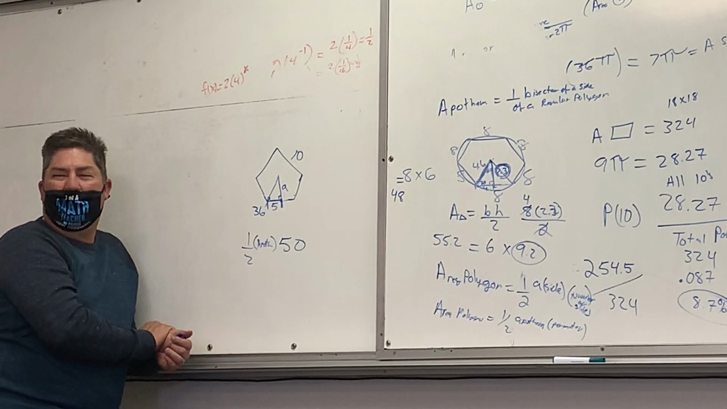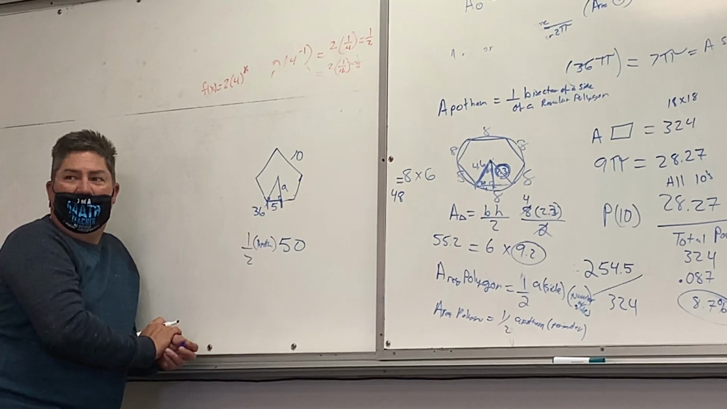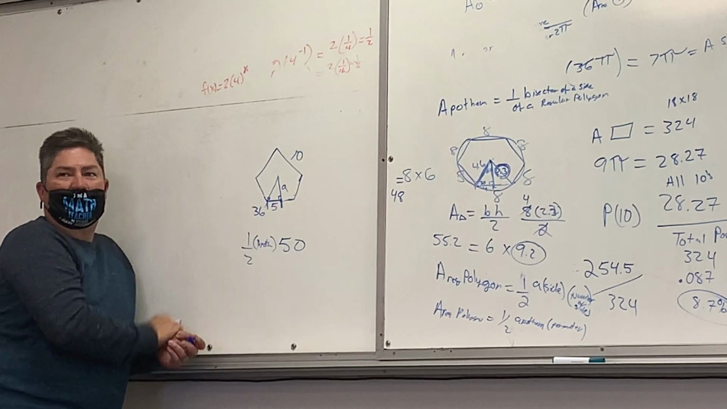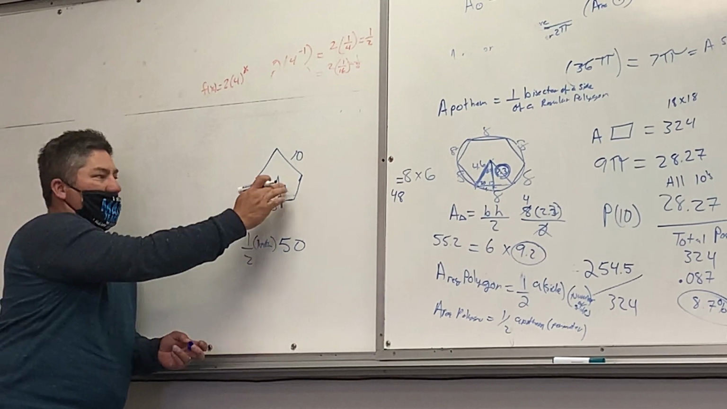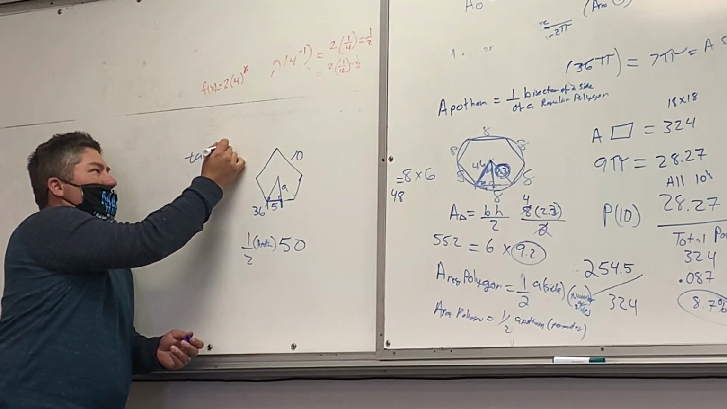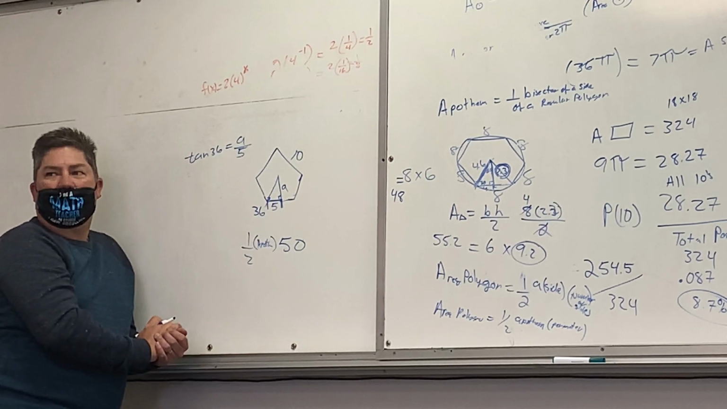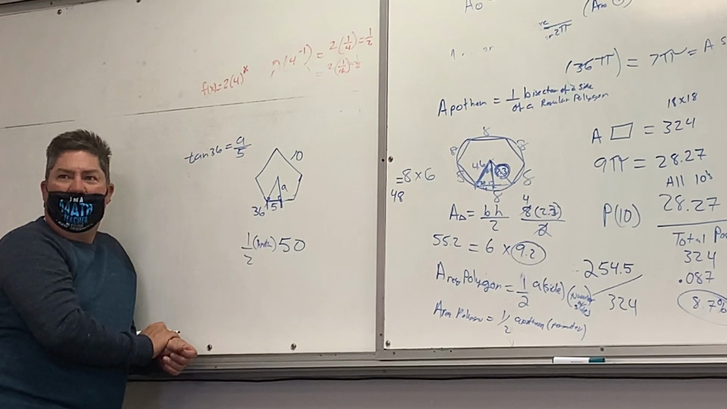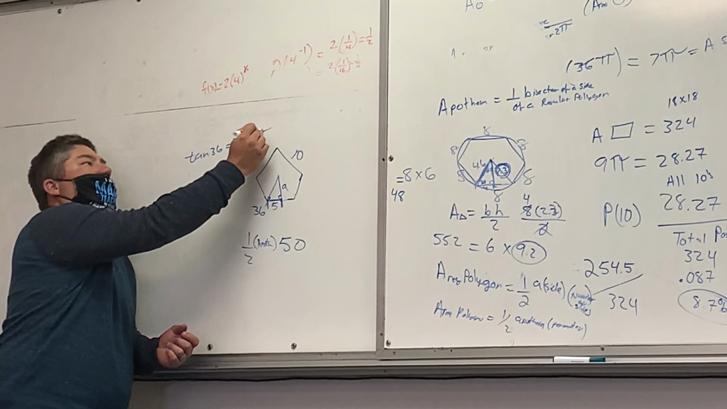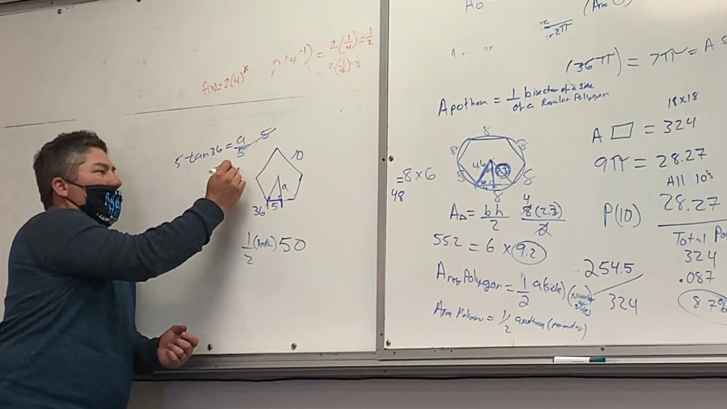Okay, to find the apothem, A, from this angle 36, you're going to use SOHCAHTOA. Do I want to use sine, cosine, or tangent? Tangent. Opposite over adjacent. Tangent of 36 equals opposite over adjacent. We just did this last chapter. Times both sides by what? 5. That's my apothem.